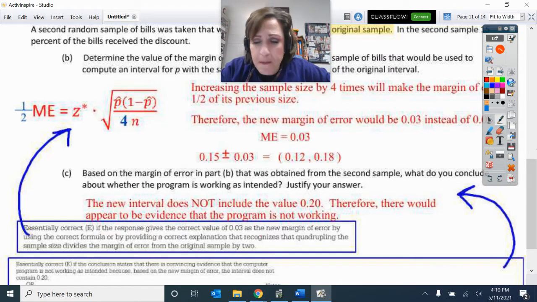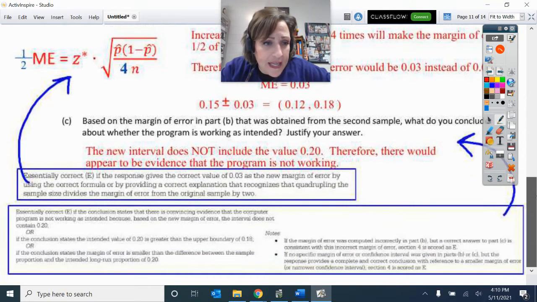So then the last question, based on that margin of error, this 0.03, would you conclude that the program is working as intended? And so then that is, the new interval does not include 0.20. Therefore, that would appear that there is evidence that the program is not working.